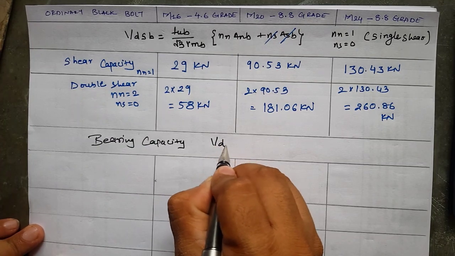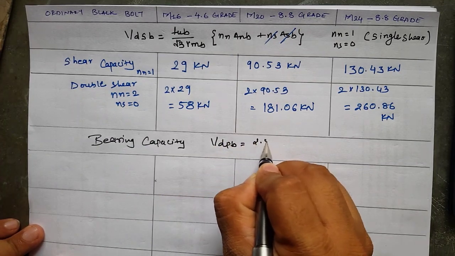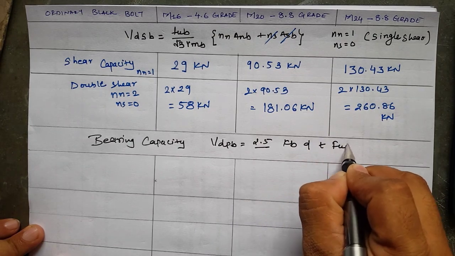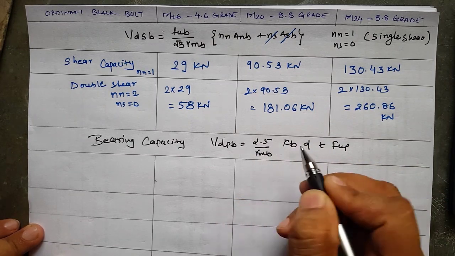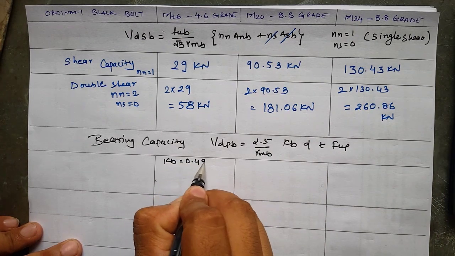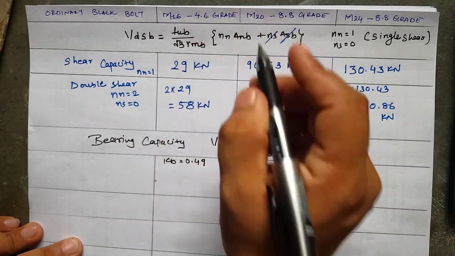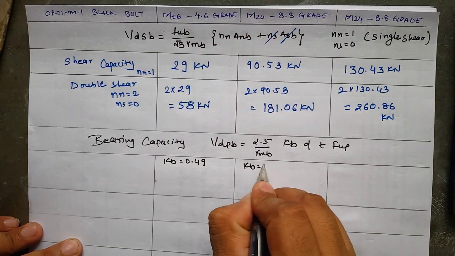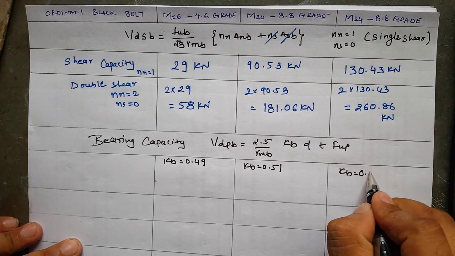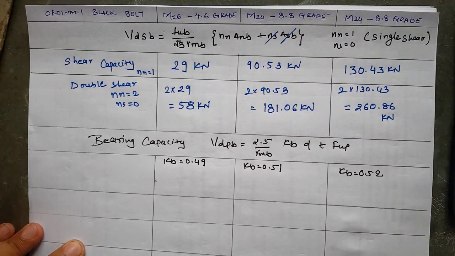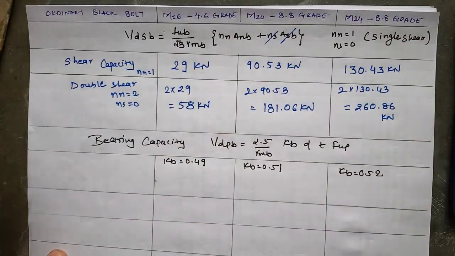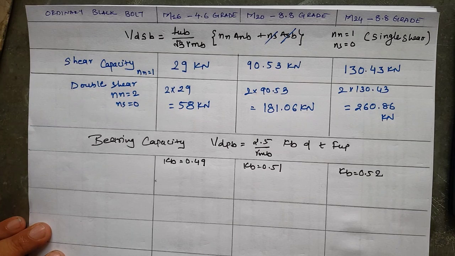Now bearing capacity is VdPb, which is equal to 2.5 kb d t fu by gamma mb. Now we have kb equal to 0.49 for M16 4.6 grade bolt, kb equal to 0.51 for M20 8.8, and kb equal to 0.52 for M24 8.8 grade bolt. As we calculated, these three values are for kb, so we directly take the kb value over here.